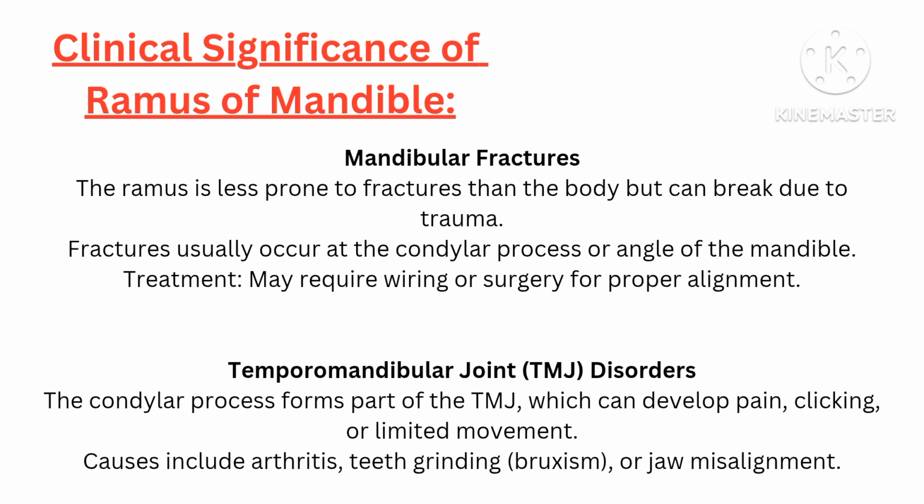Clinical significance. Mandibular fractures. The ramus is less prone to fractures than the body but can break due to trauma. Fractures usually occur at the condylar process or angle of the mandible. Treatment may require wiring or surgery for proper alignment. Temporomandibular joint, TMJ, disorders. The condylar process forms part of the TMJ, which can develop pain, clicking, or limited movement. Causes include arthritis, teeth grinding, bruxism, or jaw misalignment.